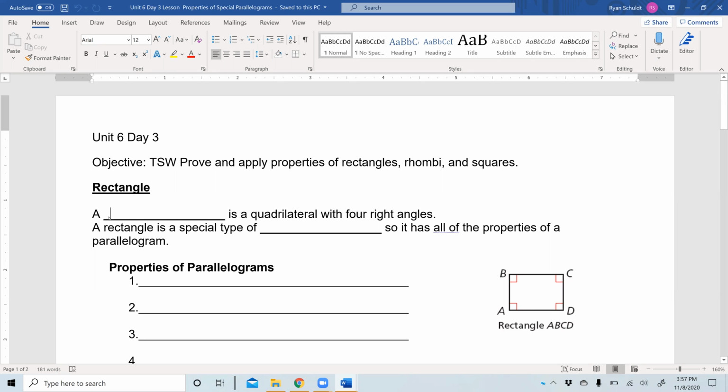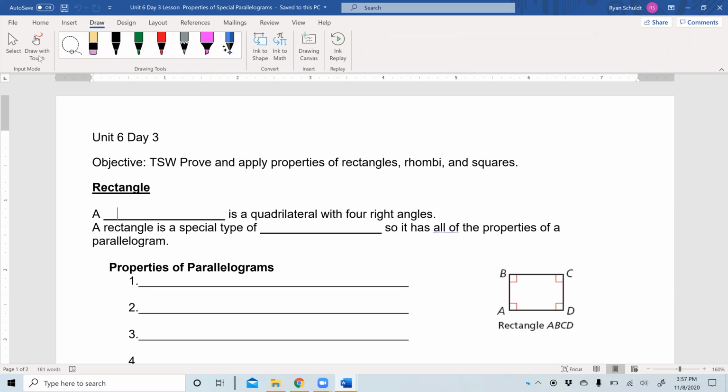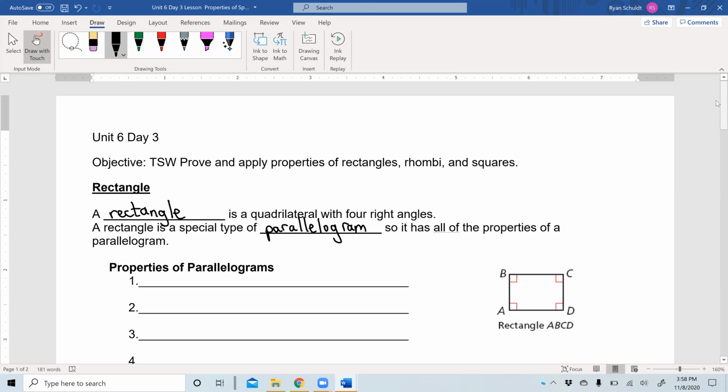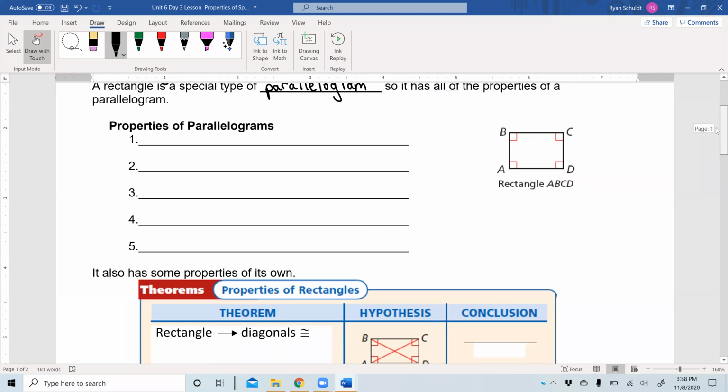So a rectangle is a quadrilateral with 4 right angles. So it's a special type of parallelogram, which means it has all the properties of a parallelogram and then some. So let's remind ourselves of what those properties are.